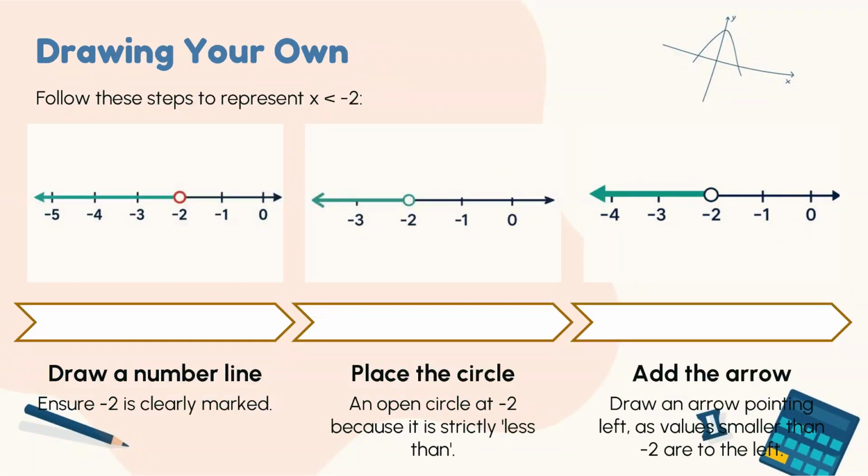Let's represent the inequality x is less than negative 2. First, draw a number line and make sure negative 2 is clearly marked. Next, place an open circle at negative 2. We use an open circle because the inequality is strictly less than. That means negative 2 itself is not included. Finally, draw an arrow pointing left. Values smaller than negative 2 are to the left on the number line. So x less than negative 2 is shown with an open circle at negative 2 and an arrow going left.